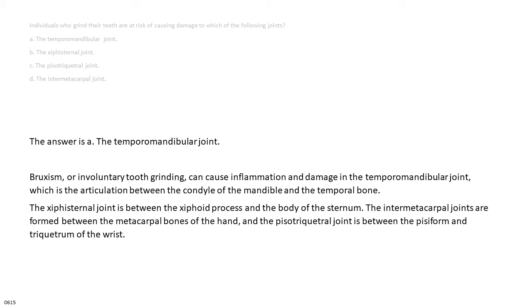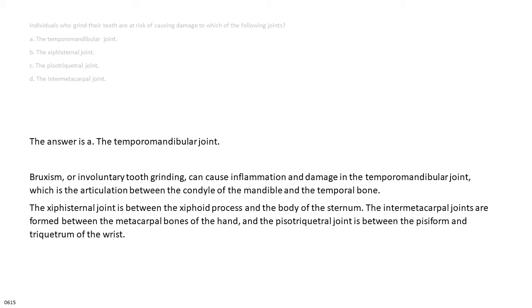The answer is A. The temporomandibular joint. Bruxism, or involuntary tooth grinding, can cause inflammation and damage in the temporomandibular joint, which is the articulation between the condyle of the mandible and the temporal bone.